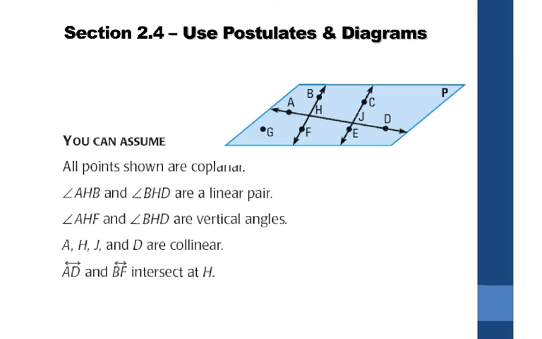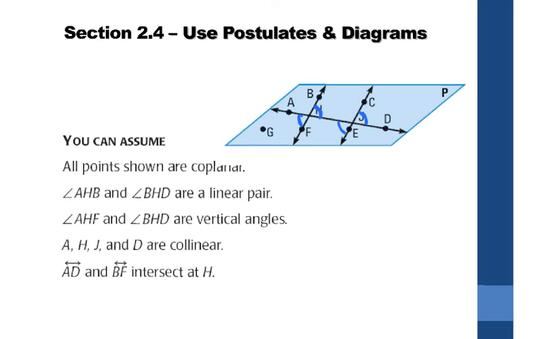It says AHF, this angle right here, and BHD right here, are vertical angles, which is true. By definition of vertical angles, these two angles are vertical angles. Also, this angle, HJE, and CJD, those are vertical angles too. And there's a couple other pairs of vertical angles on this drawing. So if it meets the definition of a type of angle, like linear pair or vertical angles, then we can assume that much information is true.